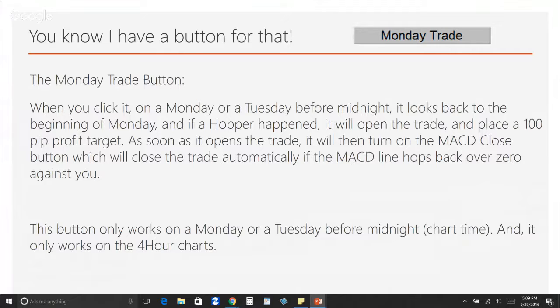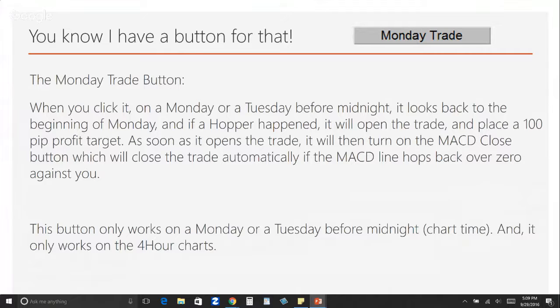It'll turn that button on, which will close this trade automatically if the MACD hops back over zero against you. So that's the stop loss. You get into the Monday trade right when the hopper happens, 100 pip profit target, and if the MACD rolls over zero, you're out. Just no discussion.